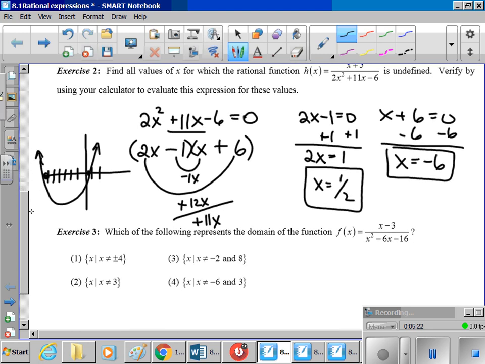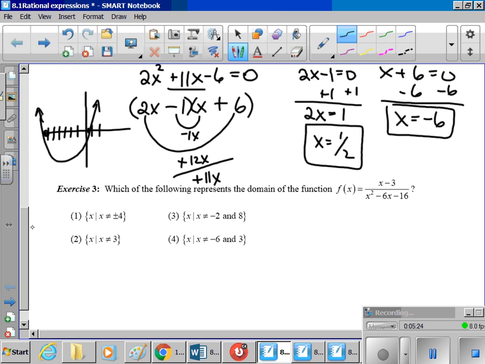All right, moving on to exercise 3. Which of the following represents the domain of the function f of x? If you take a look at your answer choices, how this is written is x such that x does not equal positive and negative 4, or 3 or negative 2 and 8, or negative 6 and 3. So again, we're not interested in this numerator. We're just interested in this denominator.